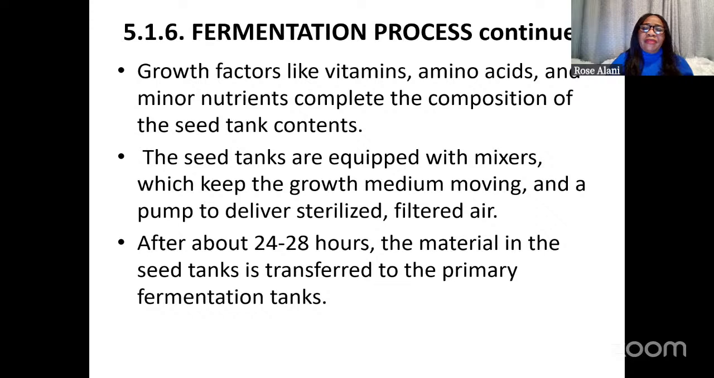So after about 20 to 28 hours, the material in the seed tank is transferred to the primary fermentation tank. So you produce the inoculum, everything in the seed tank, you add all the necessary conditions and keep it between 24 to 28 hours. Then it is ready. So you now carry it and introduce the amount you're introducing into your fermentation tank.